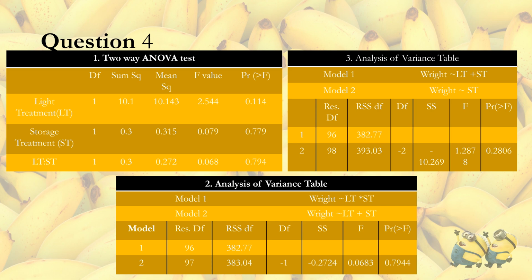So here in the slide we have the two-way ANOVA test results on the effect of the light treatment and storage treatment on the ripeness index of the banana. Here in the top table we can see the two-way ANOVA test results, and it showed that there was no significant interaction of light treatment and storage treatment on the ripeness index of the banana, which basically means that there's no effect of light treatment or storage treatment on the ripeness index. This is true because the p-values of the two-way ANOVA tests are all greater than 0.05.